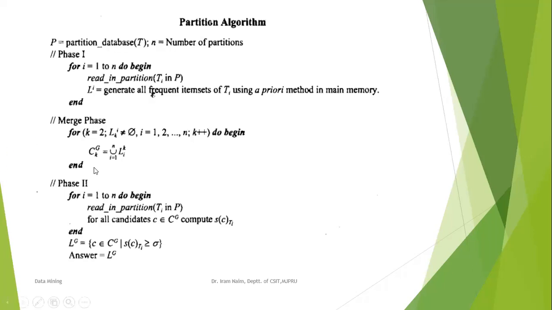Okay, now we'll do the merge phase. So what we do, we take the union of all the Li values. Li is your item sets and these are the generated candidate sets. So in phase 2 what we do, we read all the candidate sets and we count the support value. Okay, if the support value is greater than the defined sigma, then we call it a global frequent item set, and the answer is your global frequent item set.